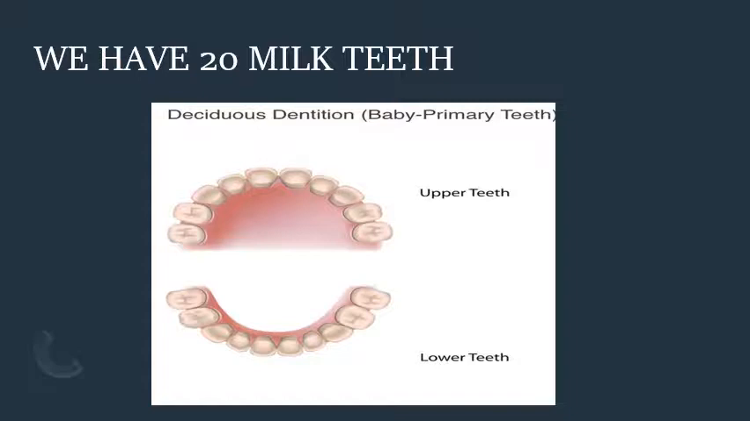But in adults, how many teeth do they have? 32 permanent teeth. Okay, so the first set of teeth is only 20, but the second set of teeth, the permanent set of teeth, will be 32 in number.